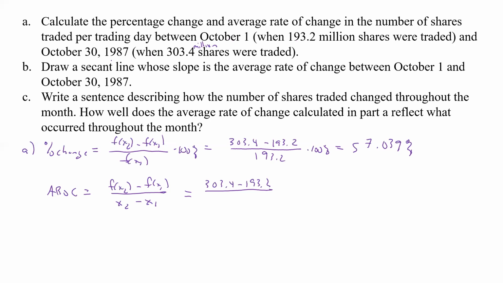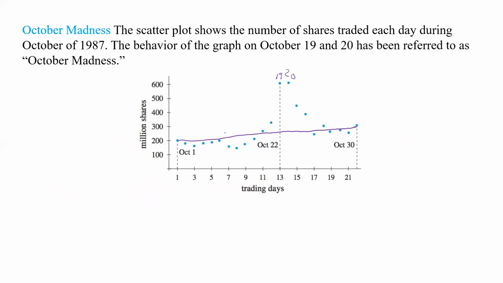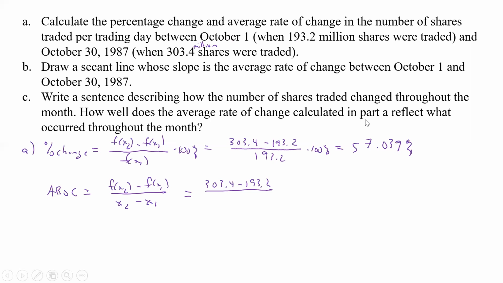Between October 1st and 30th, we need to know the number of trading days. So we have to calculate all those. 1, 2, 3, 4, 5, 6, 7, 8, 9, 10, 12, 13, 14, 15, 16, 17, 18, 19, 20, 21, 22. So we have to divide by 22 trading days, and then subtract off the first one, because there was a total of 22. Now if we do this, 303.4 minus 193.2 divided by 22 minus 1.